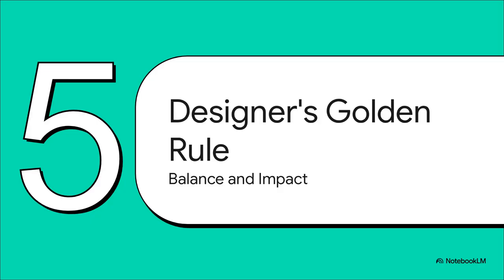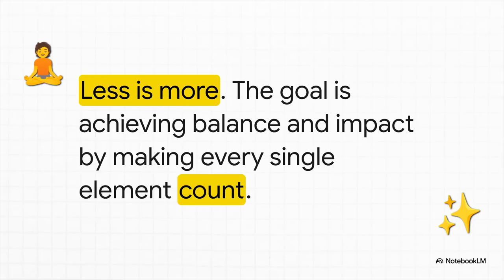So, we've filled up our toolkit. We've got lines, contrast, proximity, repetition. But there is one final, golden rule that ties it all together. It's a principle that guides how you use all these other tools to get real balance and real impact. And that rule is simply this: less is more. Truly great design isn't about how much you can cram onto the page. It's about subtraction. It's about knowing what to leave out. The real goal is to get the biggest possible impact with the fewest possible elements, making every single one count.